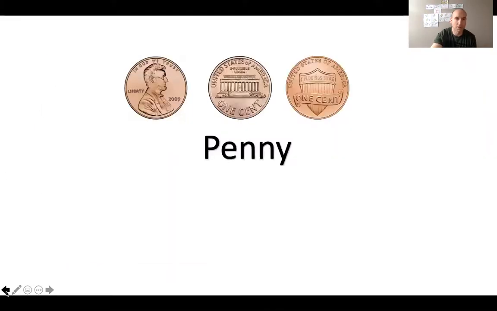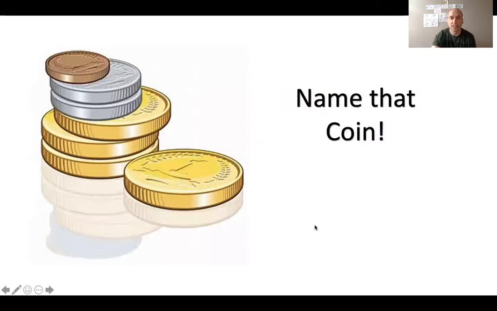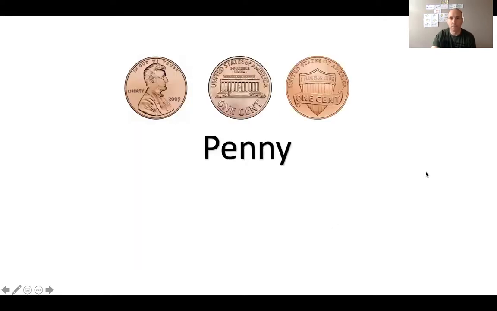And let's go back to the beginning. All right, so this is name that coin, boys and girls. Now, the first coin that we have is the penny. The penny is copper. On the front of the penny, you're always going to have Abraham Lincoln. On the back of a penny, the older pennies used to have the Lincoln Memorial. This is the Lincoln Memorial that we can find in Washington, D.C. Newer pennies have the Union Shield on it.